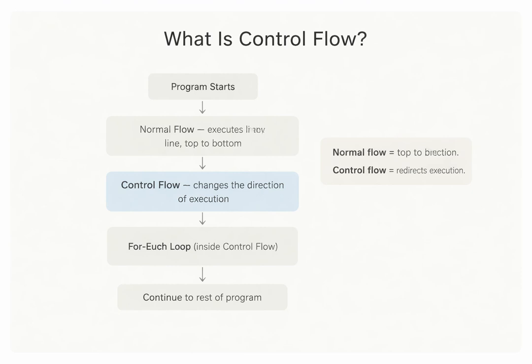The for-each loop is one of the tools that lives inside control flow. When the program reaches a for-each loop, instead of just moving to the next line, it enters the loop and repeats a block of code for every item in the array.